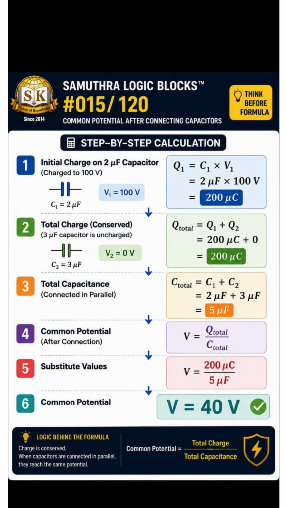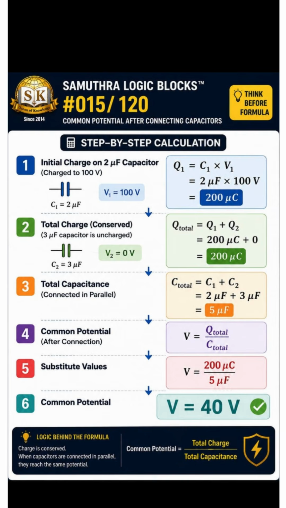So to find the initial charge on the 2 microfarad capacitor, Q equals CV. C is 2 microfarad and V is 100 volt, so the charge is 200 microcoulomb. After disconnecting the battery, total charge is conserved. Therefore, Q total is 200 microcoulomb.